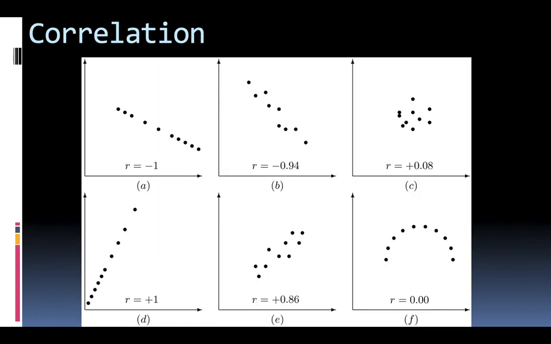So here are some examples, and these are usually depicted in scatter plots, which is what these things are, the little dots in a graph. So if we look here at the top left, so A, this is a perfect negative correlation.